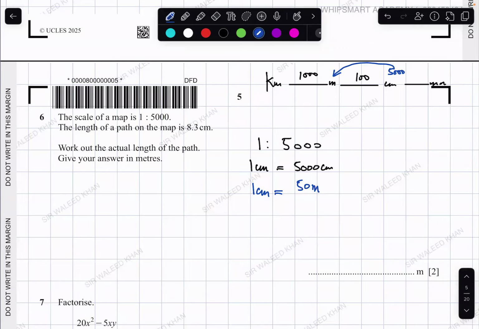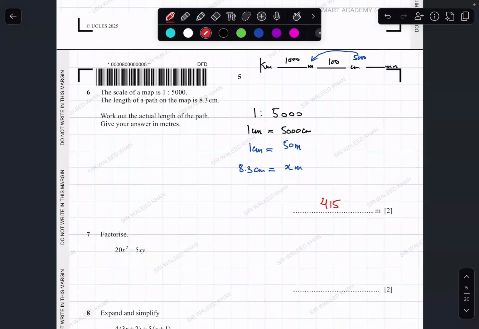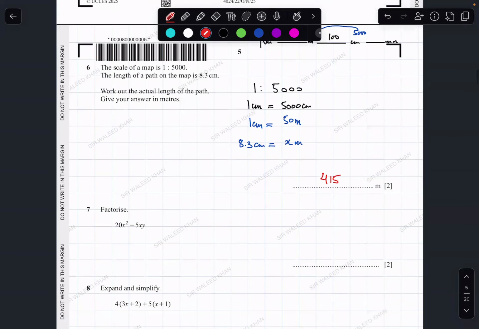Got it? I can use this information to work out the other. So 8.3 centimeters will be equivalent to how much meters? So cross multiply it, we get down. So 50 into 8.3, we have 415. Be careful with the lengths, scales वगैरह. ये बिल्कुल बच्चे आपके फिंगर टिप्स होने चाहिए. You should know it. हमने किस में कन्वर्ट करना है इसको.